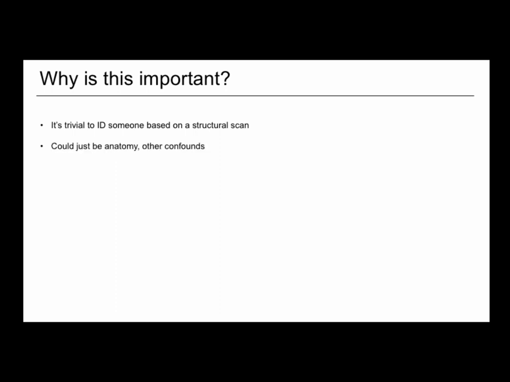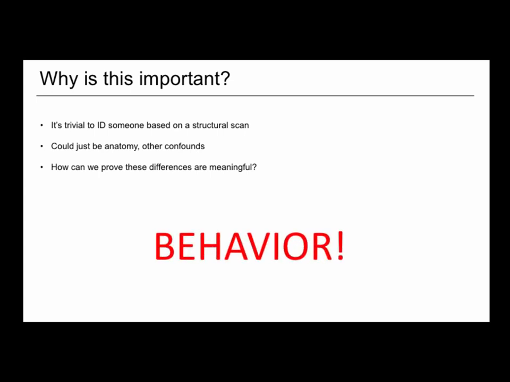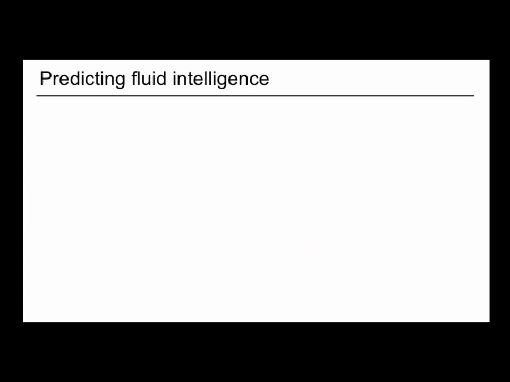Another criticism of this is that it could just be anatomy, it could be other confounds, things like this. So how can we prove these differences are really meaningful? The gold standard for that for me is, do they relate to behavior? Do they relate in some meaningful way to a real world output of the brain that we can also measure and relate to our fMRI?